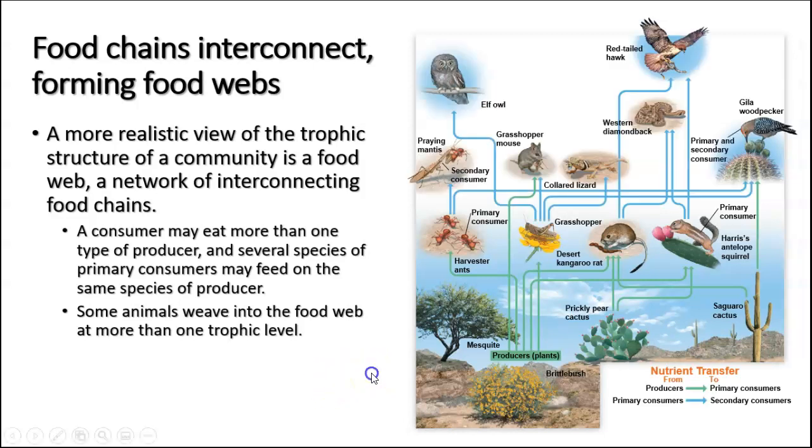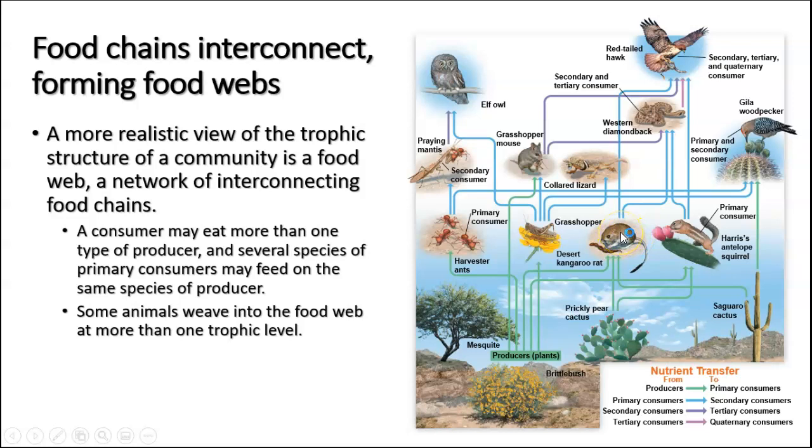Then the next level would be the secondary consumers. The secondary consumers are those that would consume the primary consumers. So, for instance, a praying mantis or the grasshopper mouse might eat both the plant and the grasshopper, and so forth. Red-tailed hawk, if the red-tailed hawk eats this kangaroo rat, then that would make it a secondary consumer as well.